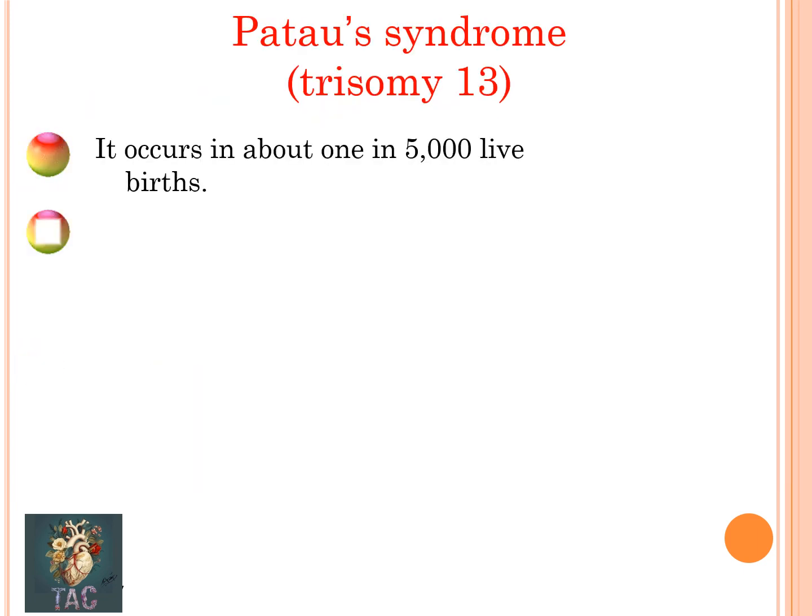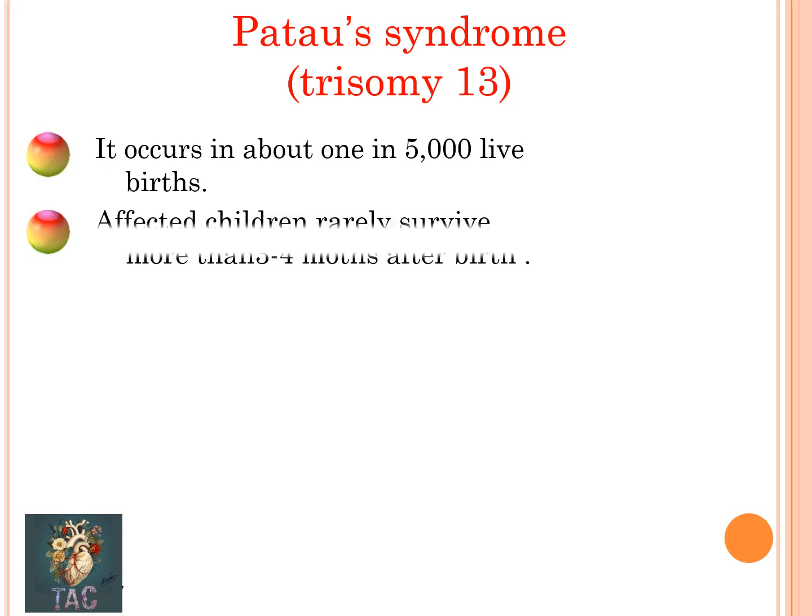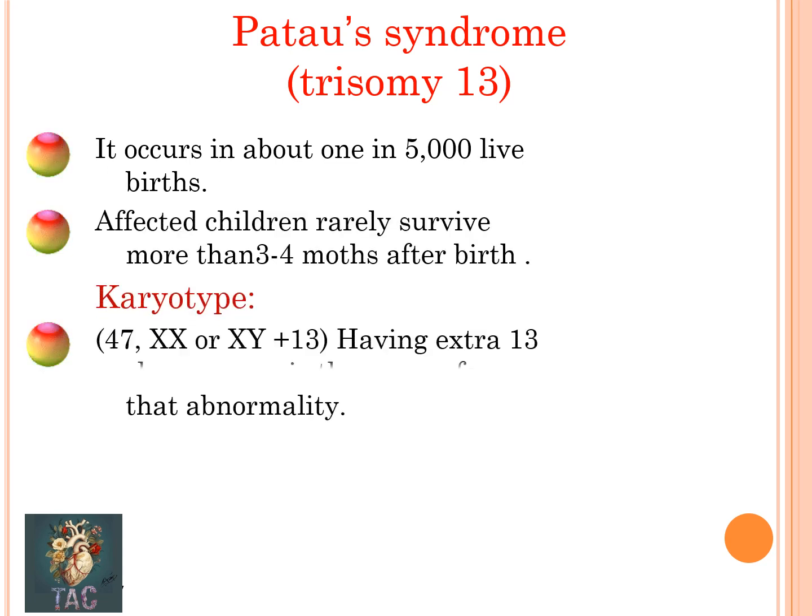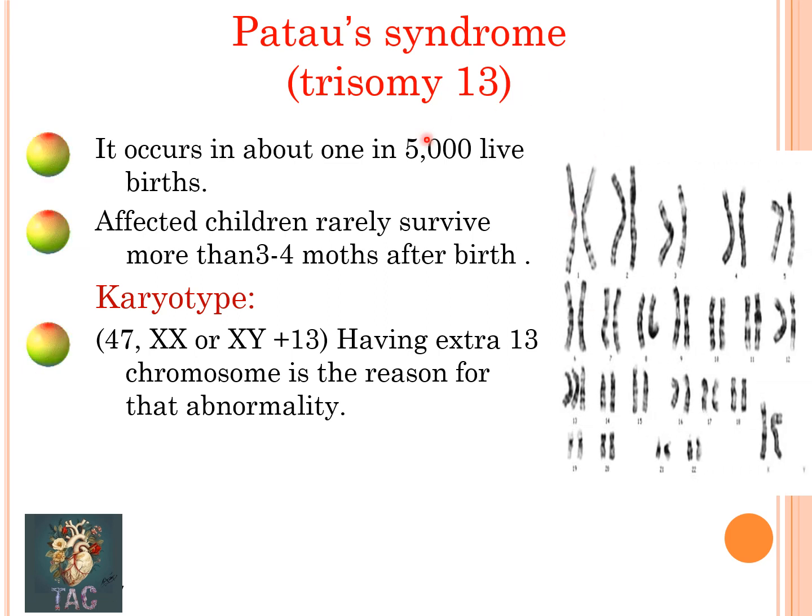Then there is Patau syndrome, also called trisomy 13. In trisomy 13, the frequency is usually about 1 in 5,000 live births. Affected children usually do not survive more than 3 to 4 months after birth. The karyotype, again very important, is 47XX or XY plus 13, having an extra copy of chromosome number 13, and this is the reason for this abnormality.